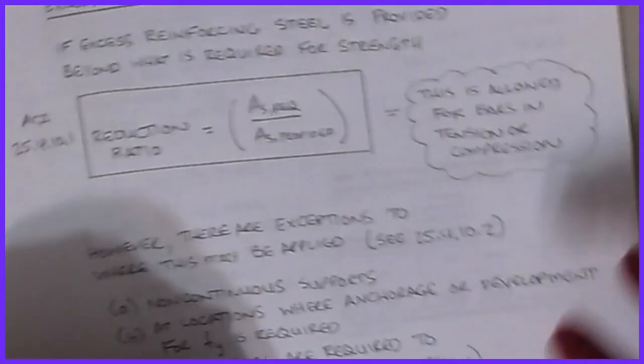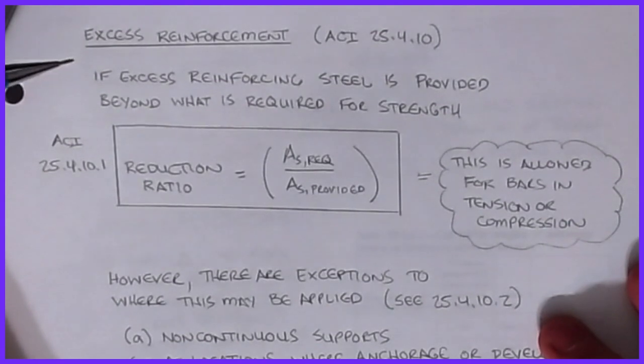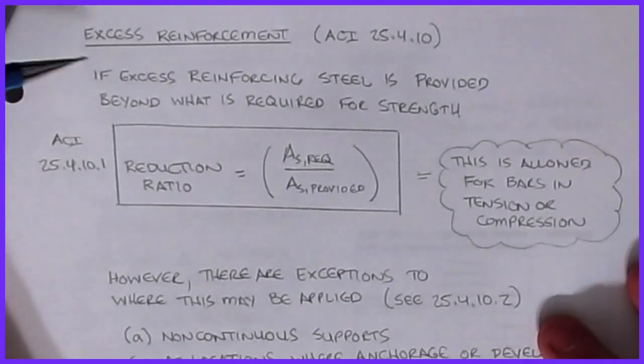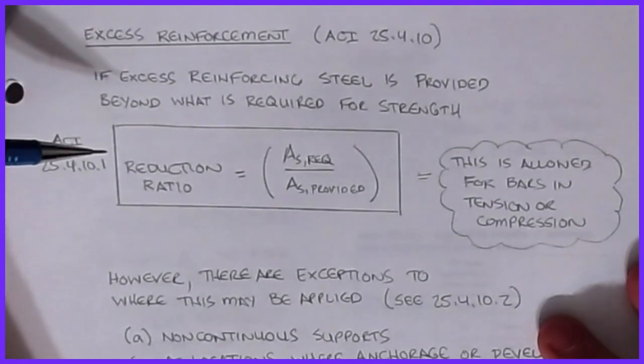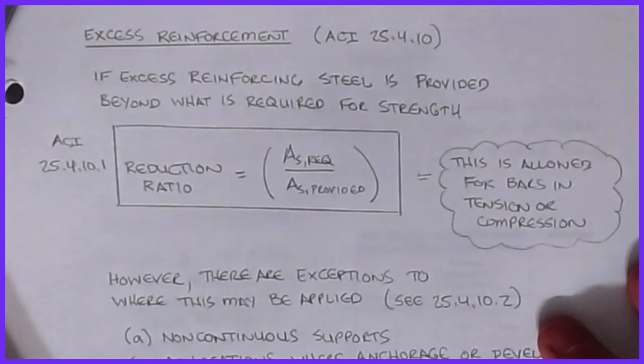Other provisions. Ld can get you into some trouble, these development lengths. So they also have a provision: what if I put in more bars than are actually needed for strength? Well, ACI says, suppose you need 3 square inches of steel for strength, and your Ld was 20 inches.